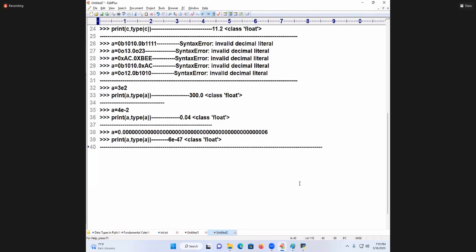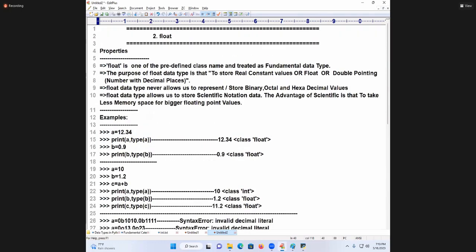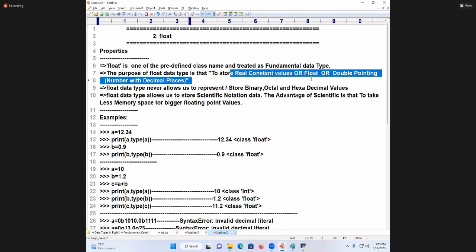Shiva, understand? Okay, good. Now coming to the point of which data type? Float data type. Clear or not clear? So with the float data type, what can you store, guys? I can store real constant values. This is a plain explanation.